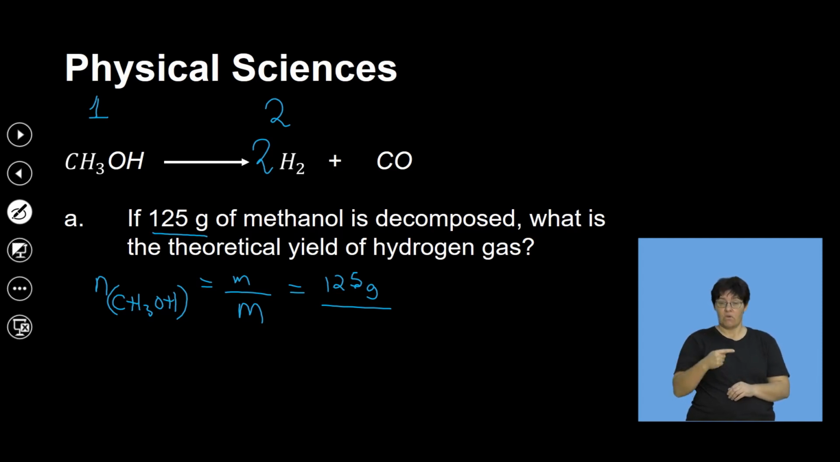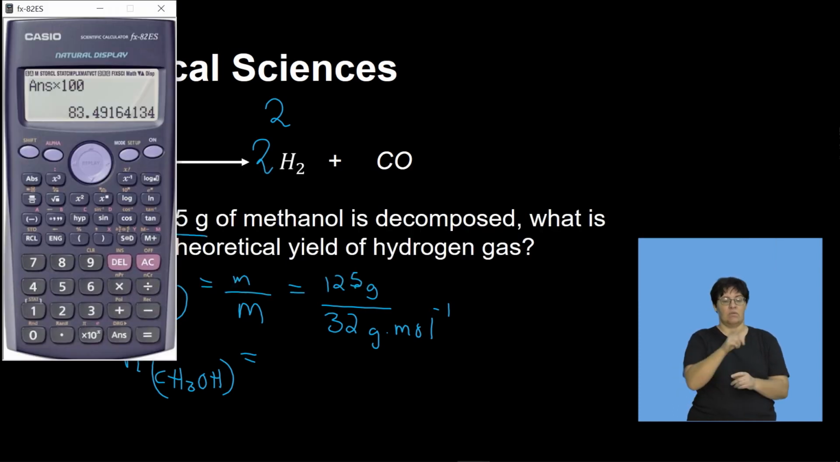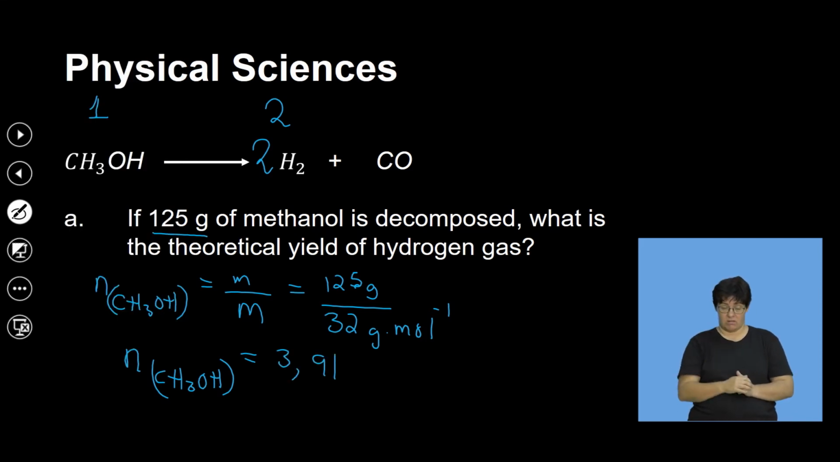Where did we get the 32? Carbon is 12, plus hydrogen, which is 4, which makes 16, plus another 16 for oxygen. That gives us 32 grams per mole. So if we go to our calculator, we've got 125 grams divided by 32 grams per mole. This gives us, as a decimal fraction, 3,91. So how many moles of methanol are present in the 125 gram sample? It's 3,91 moles.